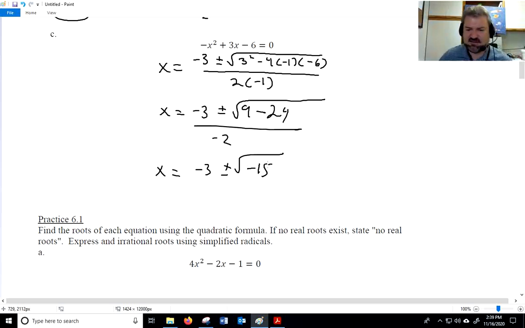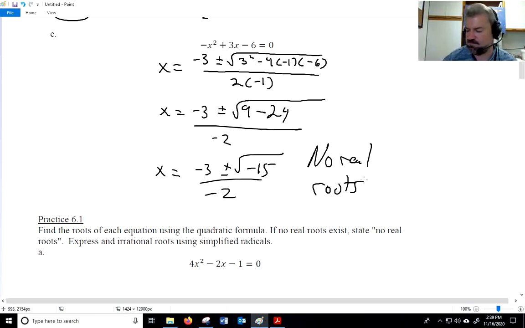So I have x equals negative 3 plus or minus the square root of, what is that, negative 15? All right, well, we can't square root a negative. That's not a real number. So we're just going to say no real roots or no real solutions.